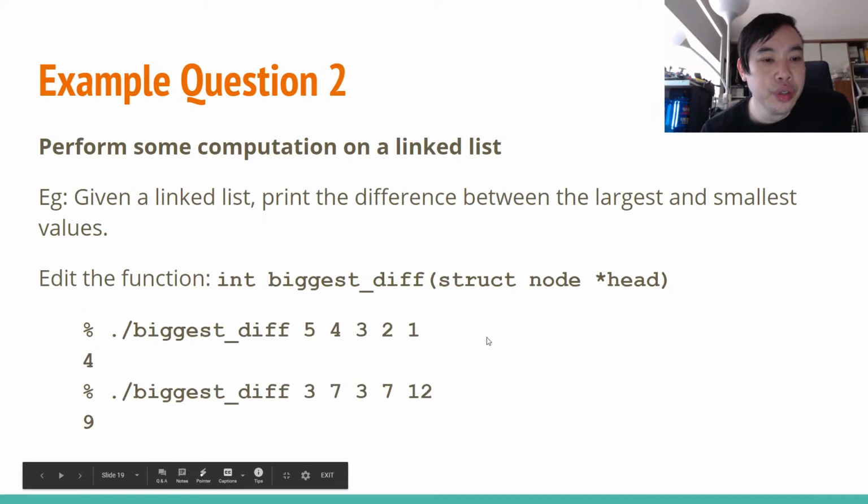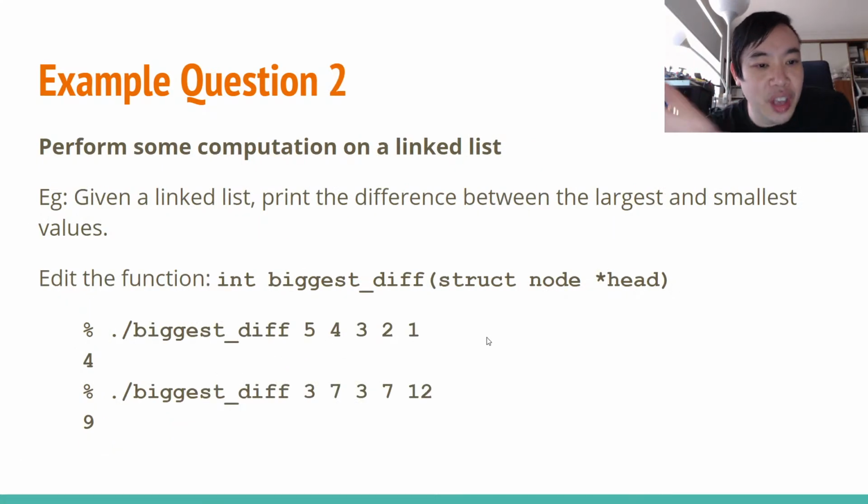Example question 2 with linked lists. So perform some kind of computation on a linked list, not necessarily modifying the list itself. It's highly unlikely we'll ask you to do any modification in question 2. So given a linked list, print out the difference between the largest and smallest values in this linked list. So what I will need to do is I will need to loop through this linked list and keep track of the largest and smallest values as I'm looping through the linked list.